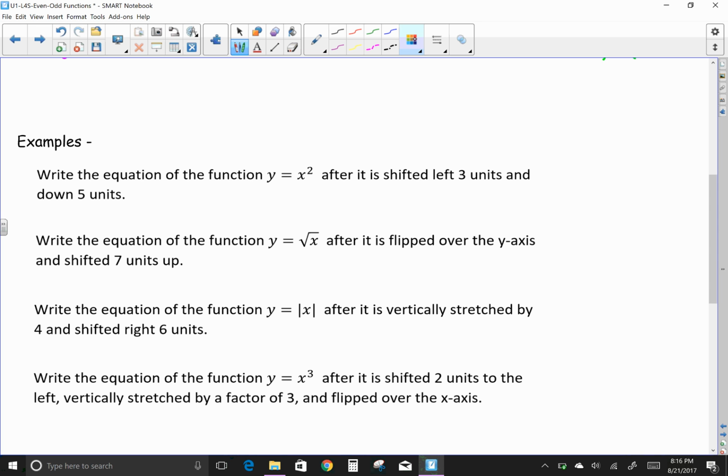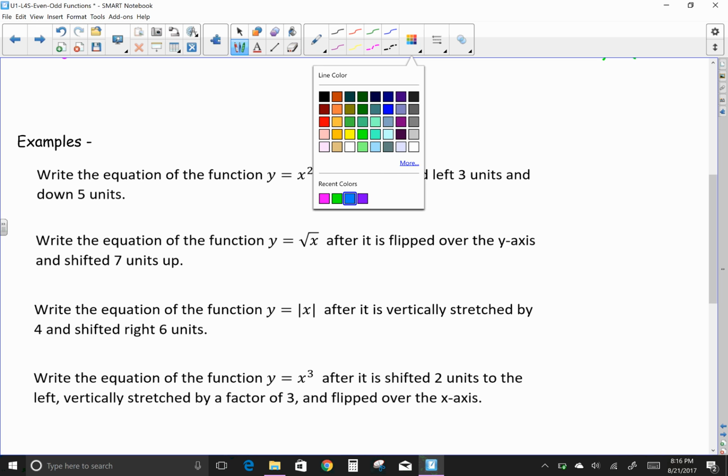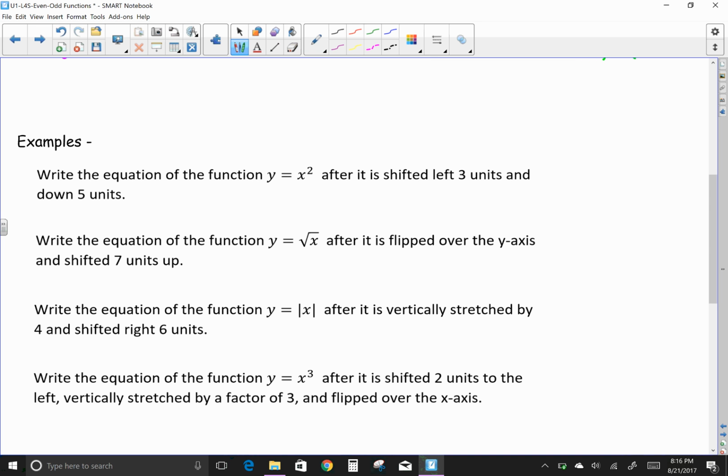So this first one here, let's go with: write the equation of the function y equals x squared after it is shifted left 3 and shifted down 5. Shifted left is going to affect my x, and shifted down 5 is going to affect my y. So if it affects the x, it's on the inside. So I actually have to add parentheses to make my left 3. And remember, left you think is minus, but we do the opposite. So that's x plus 3.